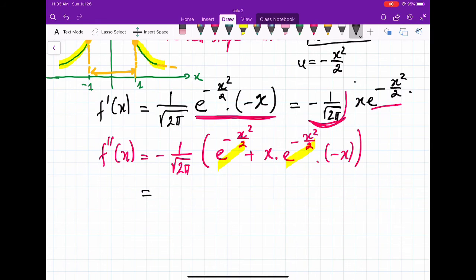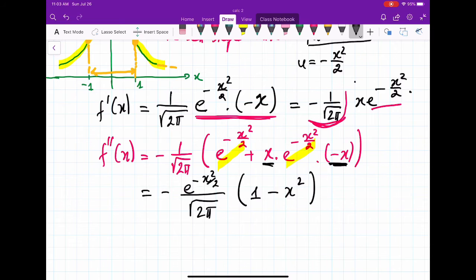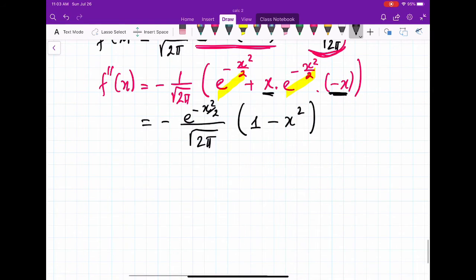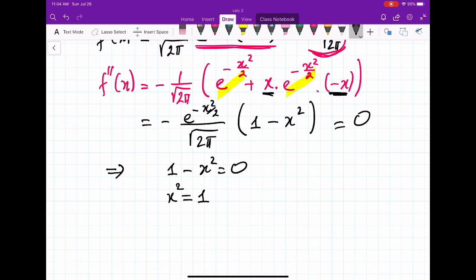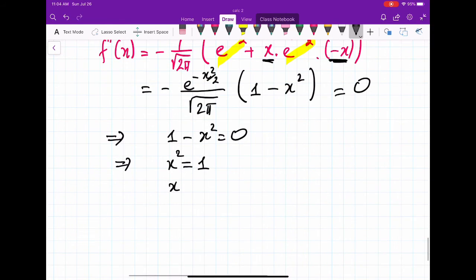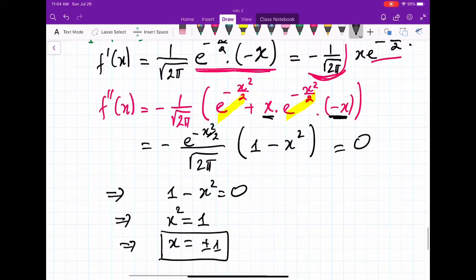I have negative e to negative x squared over 2 divided by square root of 2 pi. Inside I have 1 minus x squared because you have x and negative x. That would be negative x squared. You see? And you set this equal to 0. This is equivalent to that 1 minus x squared equal to 0. And you have x squared equal to 1 or x equal to plus minus 1. You see? So we have two inflection points, right?